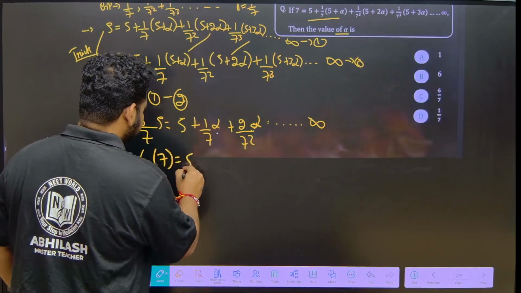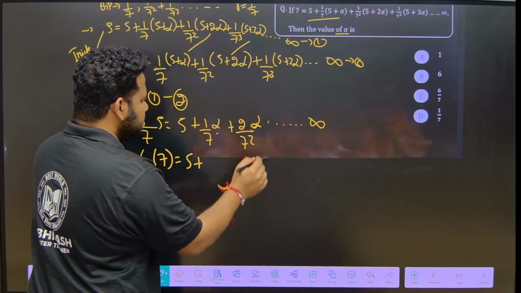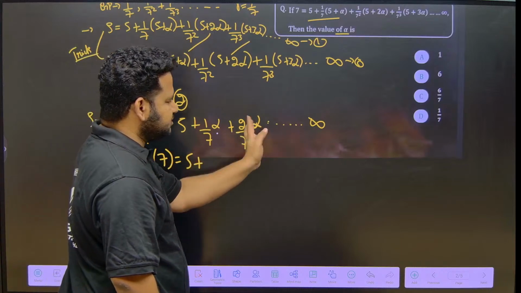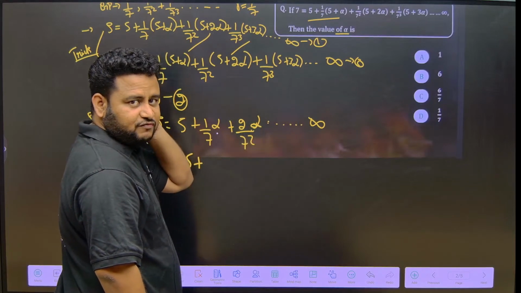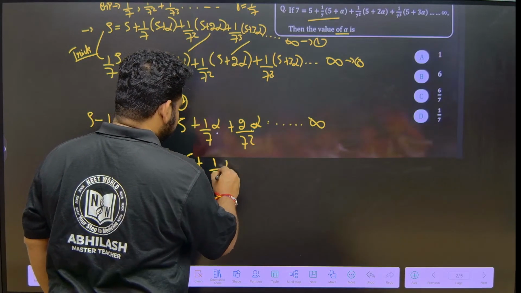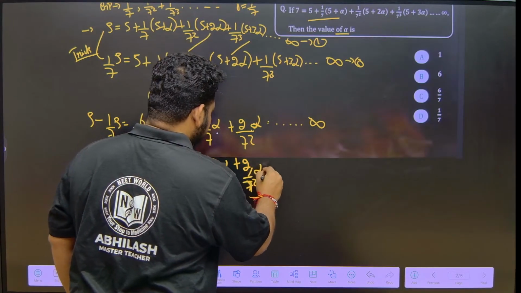So this will be 5 plus, what can I do here? 1 by 7 of alpha plus 2 by alpha. This is what I have. Now what can I do here, friends? This is 1 by 7 times alpha plus 2 by 7 square alpha. Okay, this is what I have.